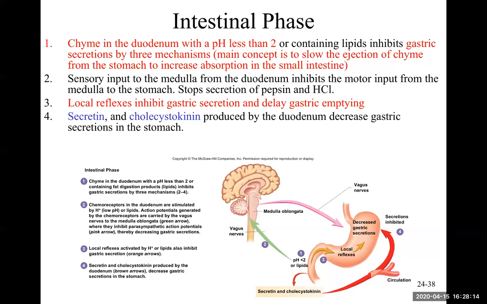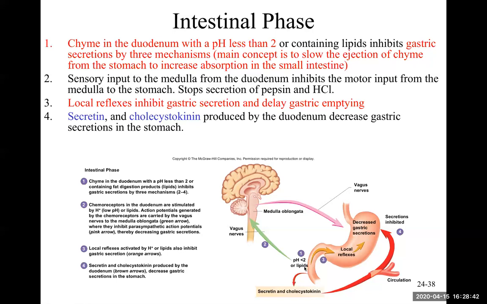So what we want to do is increase efficiency. Once that first bolus of chyme enters, we slow everything down. So that first bolus slowly moves through the small intestine, slowly gets worked on by enzymes, and slowly has time to be digested. Perfect, right? That increases the chance of efficient absorption. And that's what happens here.